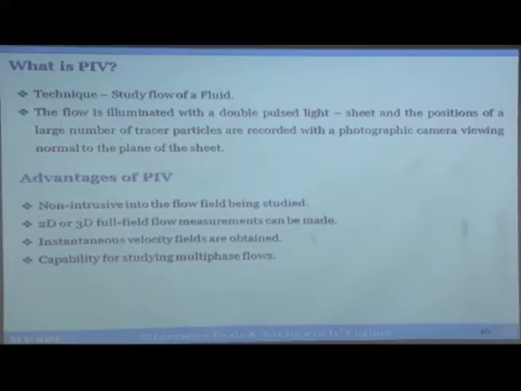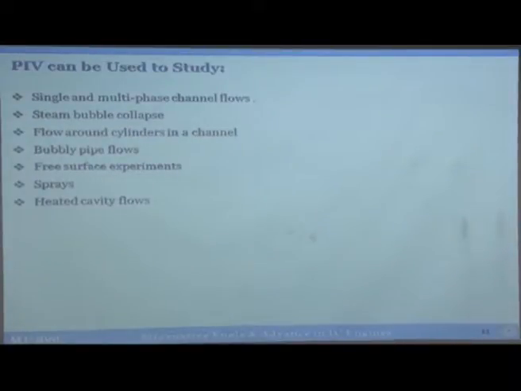The bubbles themselves are going to scatter the light and do the job for you, right. So, your life becomes simpler in the case of studies of multi-phase flows. Okay. So, PIV can actually be used for many applications such as single or multi-phase channel flows, steam bubble collapse, flow around cylinders in a channel.